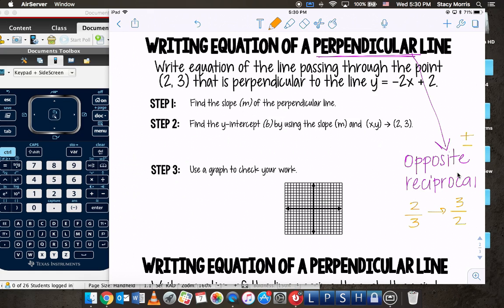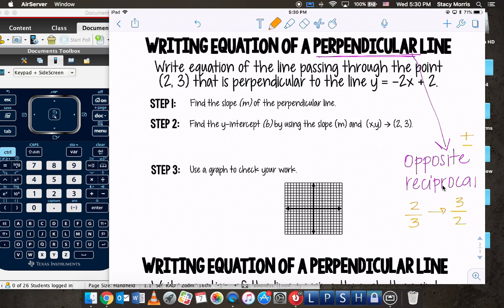The most important thing about perpendicular is it has to be both of these, both an opposite and a reciprocal. If it's only the opposite or only a reciprocal, it's not going to be perpendicular. They're just going to be intersecting. So it has to be both opposite and a reciprocal.